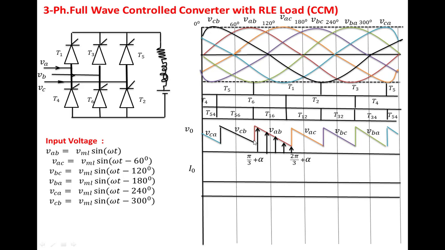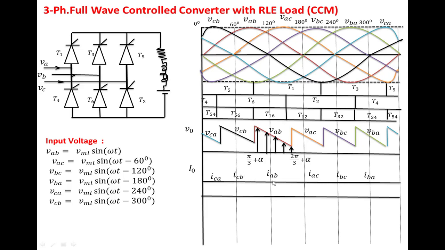Under VCB, whatever the current is there, that segment you have to write as ICB. Here VAB, so this current is nothing but IAB. You mention like that. Now we are going to draw the phase A current. So ICA, nothing but the current is starting from the C phase, goes to the load and returns to the A phase. So the phase A current is nothing but negative, that is equal to the load current. So in this region, phase A is not supplying any current. So phase A current becomes 0.